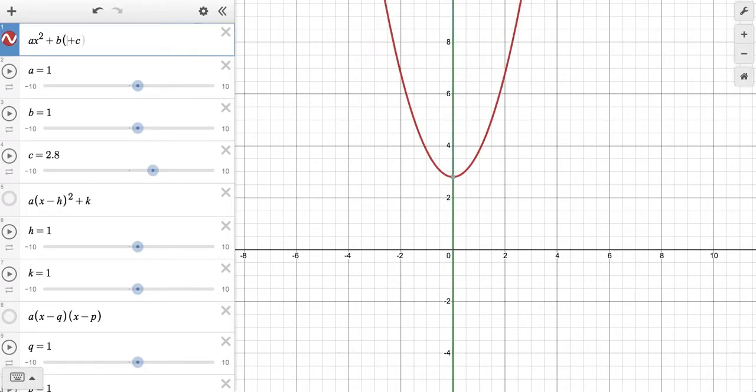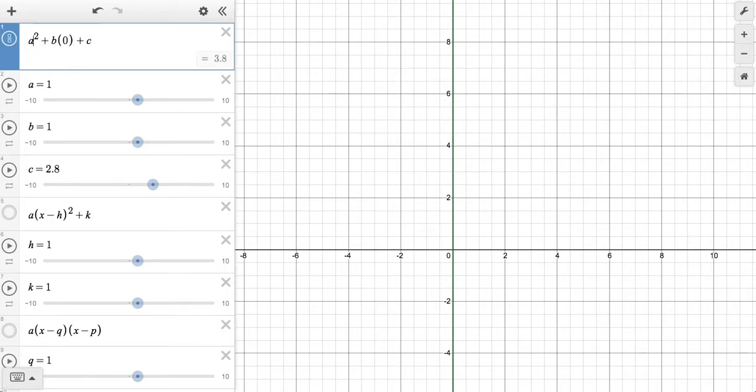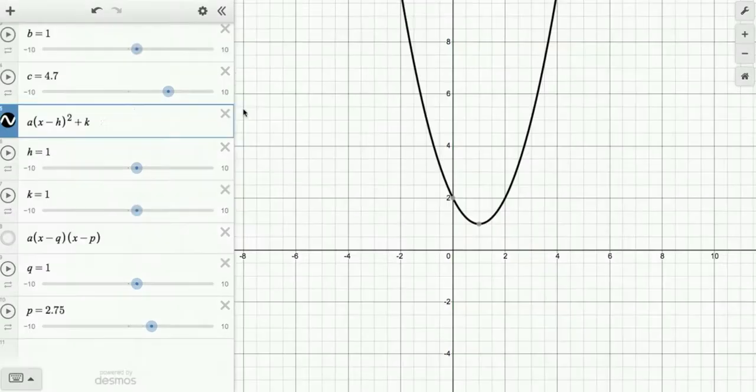So in other words, putting in 0 for here and 0 for here, the two x's. So if c is 2.8, obviously a times 0 is 0 and b times 0 is 0. So the only thing you have left is this point c, and that's why c always ends up being the y-intercept. So now let's focus on vertex form and its uses.